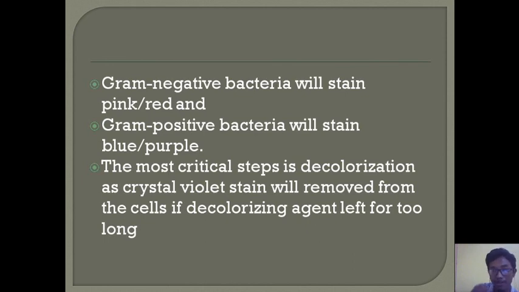There are some precautionary steps that we have to follow while performing this gram staining method. The most critical step is decolorization by using ethanol. If the crystal violet dye is exposed to ethanol for too long, more than 10 seconds, then the primary dye, that is crystal violet, will wear off and will ultimately give a false result. So we have to be careful while using the decolorizing agent while performing the gram staining.